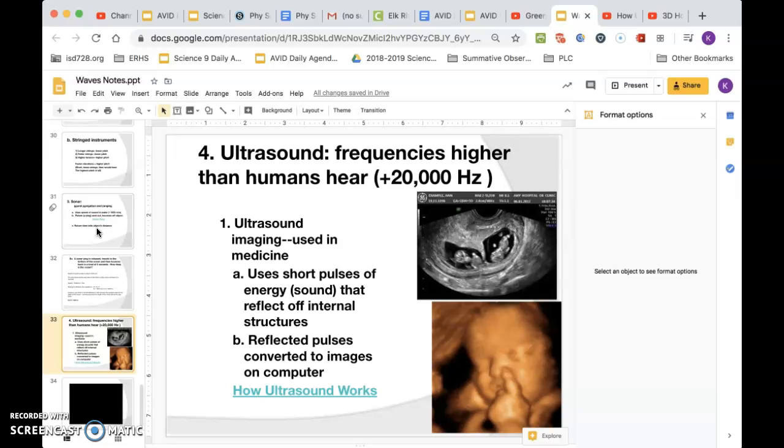Ultrasound imaging is used in medicine. It's sending short pulses of energy that reflect off internal structures, and those structures give off different levels of brightness. The reflected pulses are converted to images on computers, and so that's how we get the cool ultrasounds that we have. This one up here happens to be an ultrasound of twins in utero, and pretty early on.